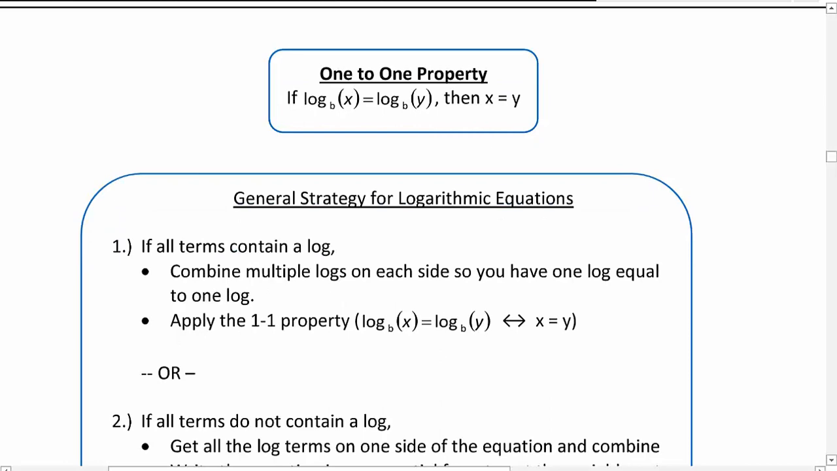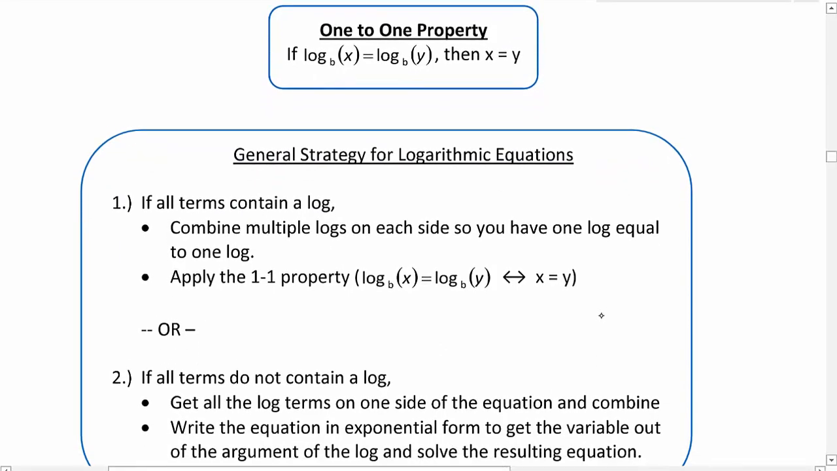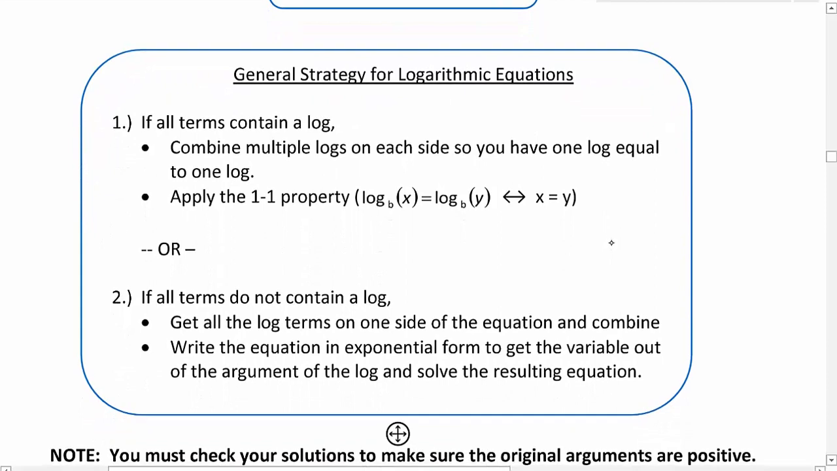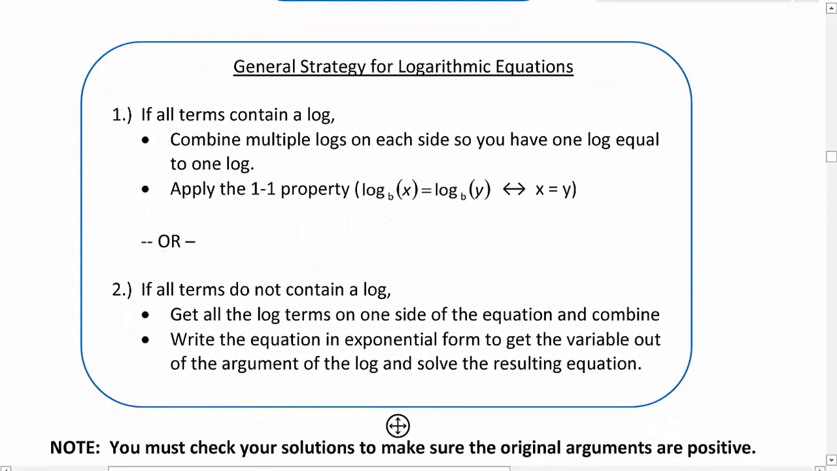And the nice thing about logarithmic equations is you know whether or not you can use the one-to-one property right away. If all terms in the equation contain a log, then you know you'll be able to use the one-to-one property. But it's possible that it's just not ready. You may have to combine multiple logs on one side so that you have a single log equal to a single log, and then you'll apply that one-to-one property.